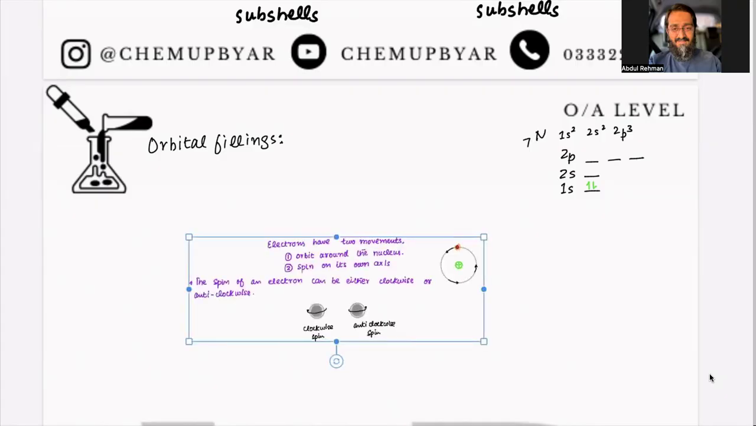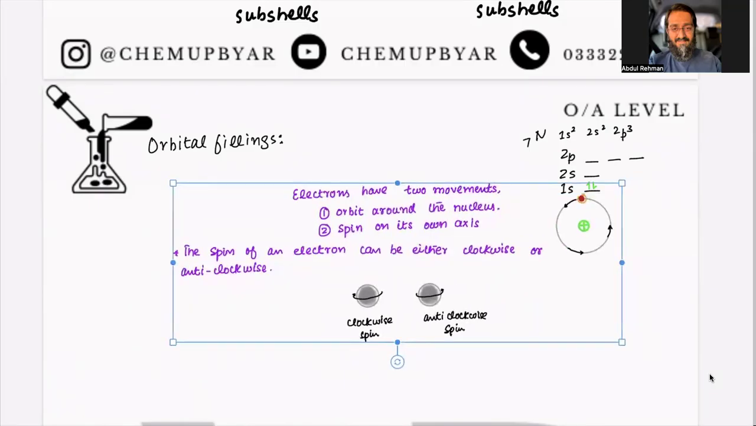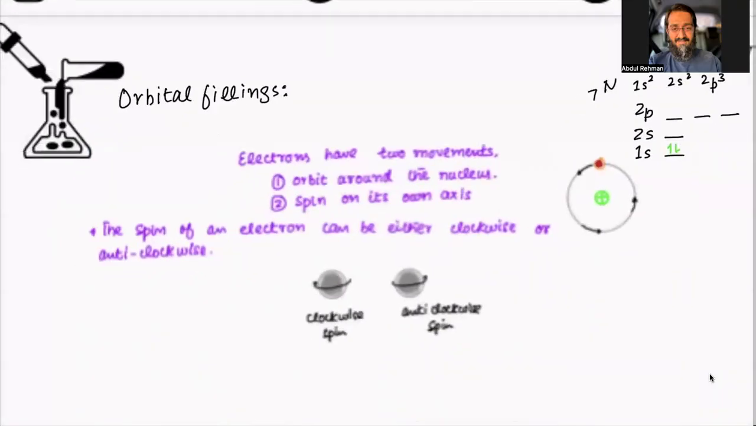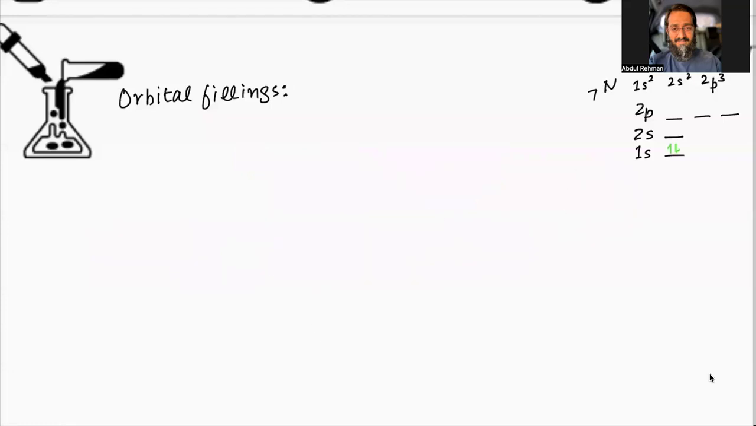So the thing is this, that the electron has two movements. One is that you know since your junior classes that it is orbiting around the nucleus. And the second movement is that it is also spinning on its own axis.